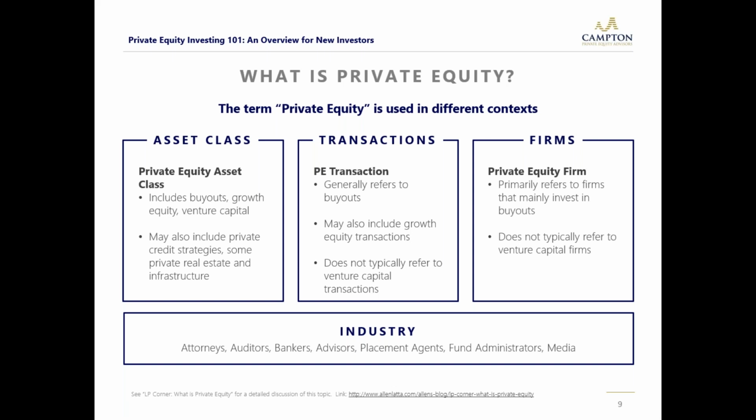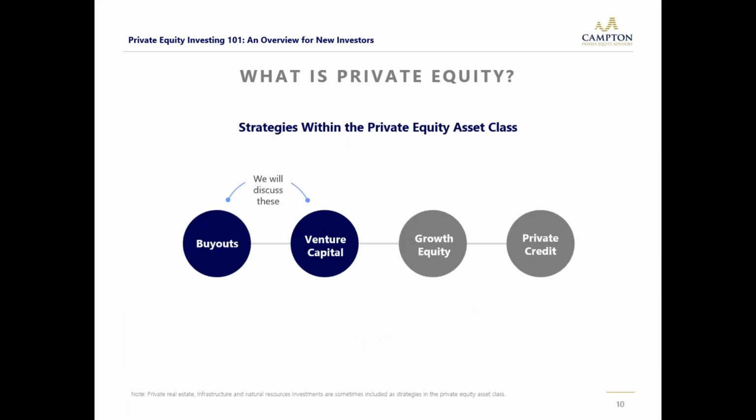Another use is when you're describing a firm. Somebody may say, I work for a private equity firm, or you're investing in a private equity fund. Those typically refer to buyouts. So if you go to a website and they say they're a private equity firm, it generally means that they invest in buyouts. Venture capital is a distinct strategy within the private equity asset class, and so typically, if it's a venture capital firm, it'll refer to itself as a venture capital firm. So the first thing to know about private equity is to understand that it is used in different contexts and it may mean different things depending on the situation.